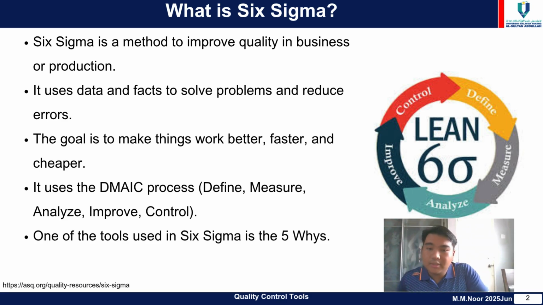Okay, for this slide, what is Six Sigma? Six Sigma is a method that helps us improve quality by reducing errors and solving problems using data. It uses a process called DMAIC, which stands for Define, Measure, Analyze, Improve, and Control. So the five whys is one of the tools used especially in the Analyze phase. We use Six Sigma to make things work better, faster, and cheaper for our company.